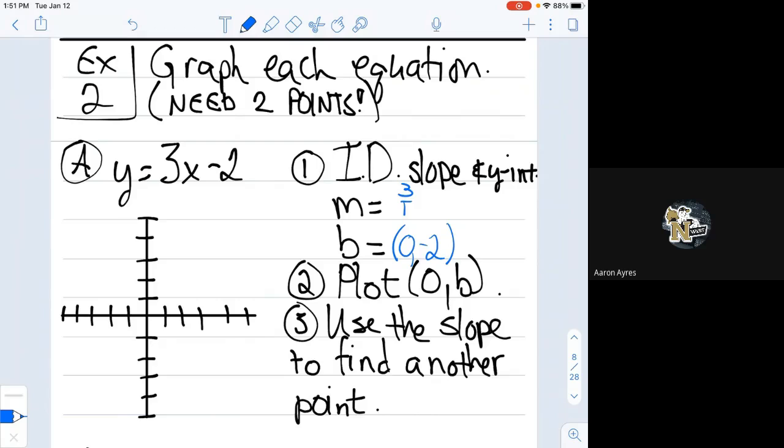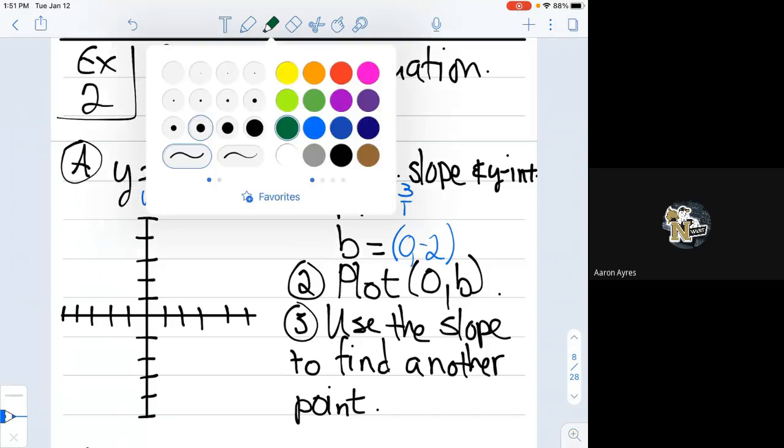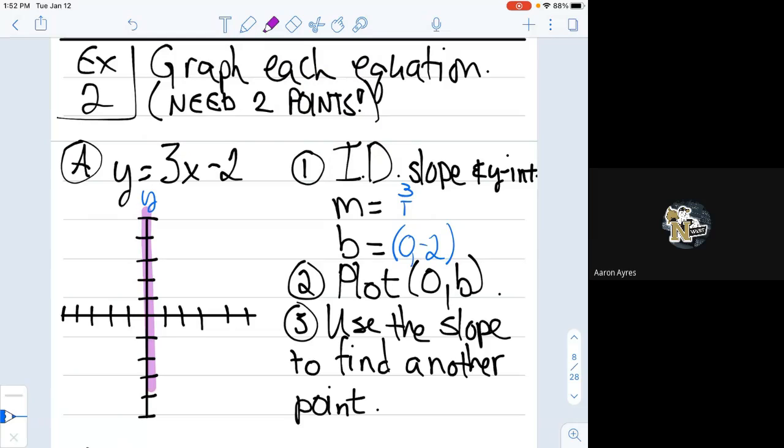Okay. Now that we have that information, we're going to start graphing this. We start by plotting the y-intercept. Okay. Plot this point right here. Plot 0, -2. Is that 2 above, 2 below, 2 to the left, or 2 to the right of the origin, class? 2 below. Very good. Okay. Remember that first point is on that vertical axis right here. Okay, this one right here.